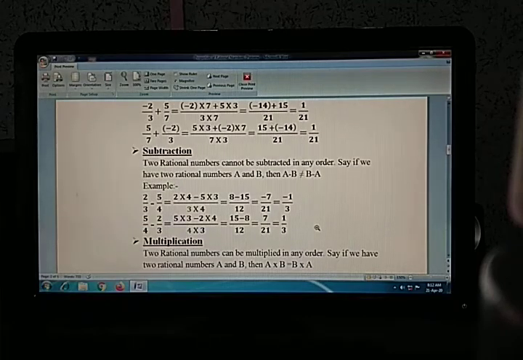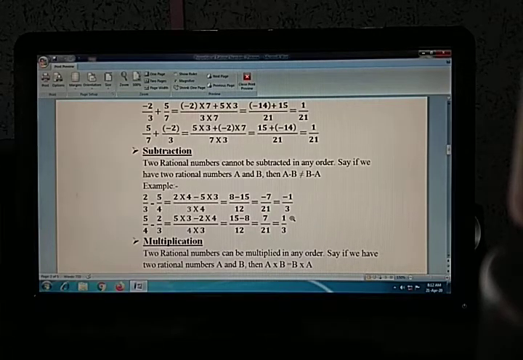Now in case of subtraction, the same thing, but here the answer that we get is different. So we can say that in case of subtraction, the commutative property does not hold. Since you can see here, the answer here is minus 1 by 3 and here it is 1 by 3.